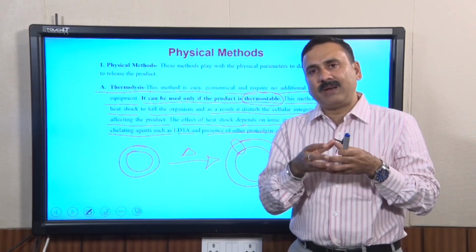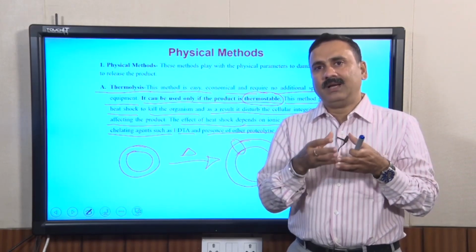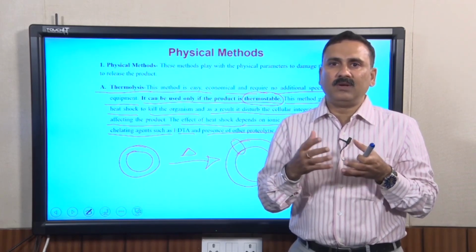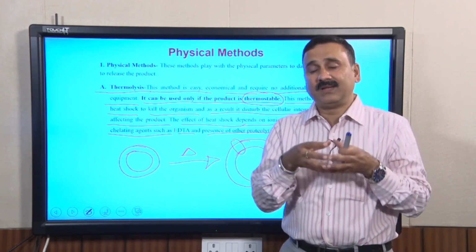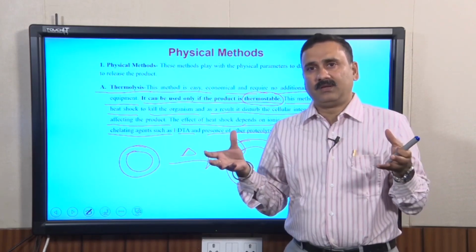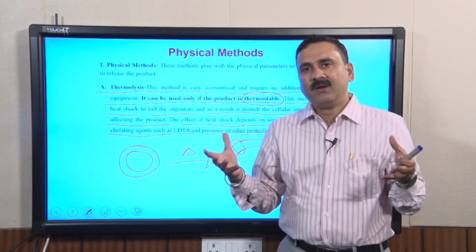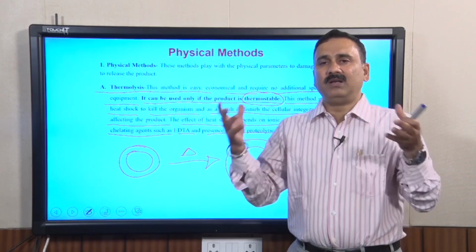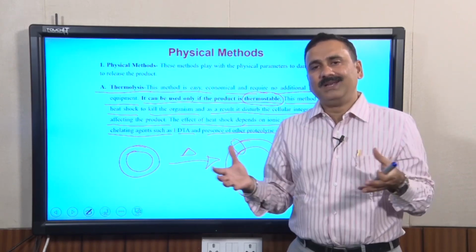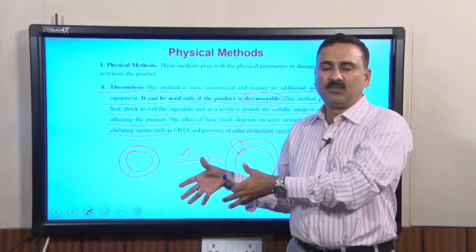So the balloon will expand to a certain extent, but beyond the elasticity of the rubber, because the air present inside the balloon is giving pressure onto the outer layer, the outer layer is expanding, but it cannot expand beyond a limit, and ultimately the balloon will burst. Exactly the same thing happens when you put the cell into thermolysis.